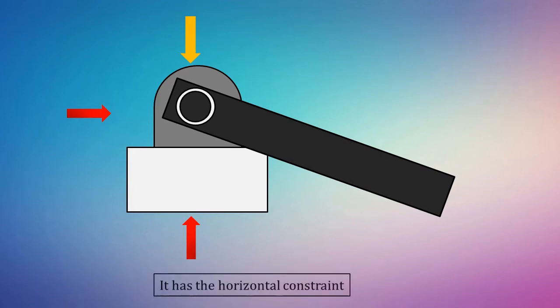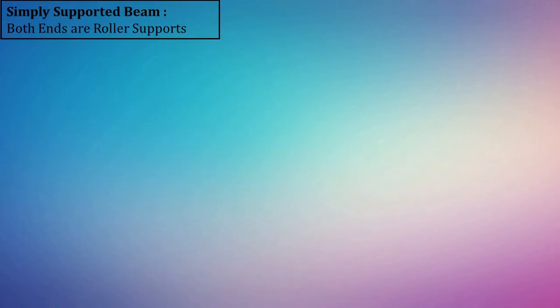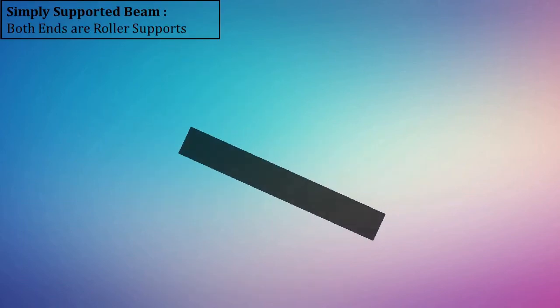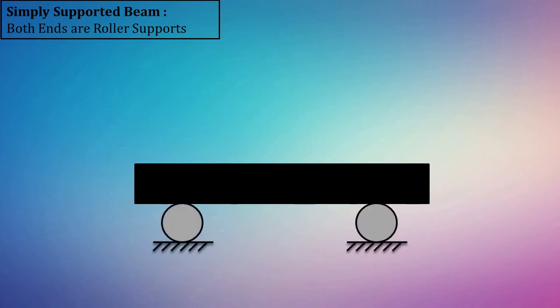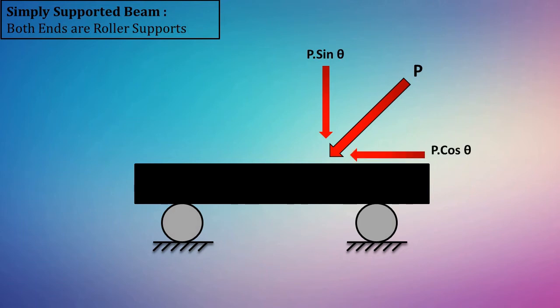So let's talk about the first case of the simply supported beam, in which both ends are supported on rollers. Let's assume that P amount of inclined load is acting on the beam. So there will be two components of that P force, one in the vertically downward direction and the other in the horizontal direction. Due to the transverse component of the force, reaction will be generated at the support in the vertically upward direction, as the roller resists the movement of the beam in the downward direction. But at the same time, the horizontal component of the force, P cos theta, is acting on the beam.